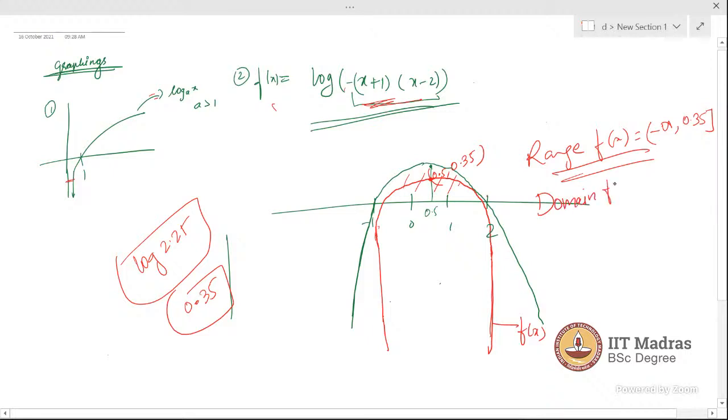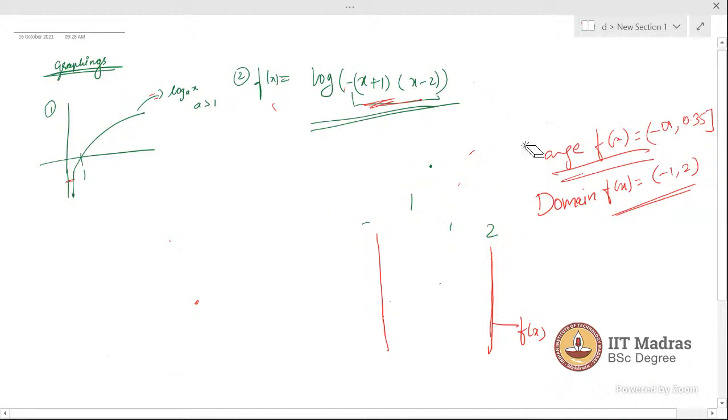What about the domain of f of x? Could you tell me what the domain of f of x is? It is just the open interval minus 1 to 2, not infinity. Yes, the domain of f of x is this. That's all. The function is defined under that quadratic expression. Clear? Okay. So now we understood this part as well.